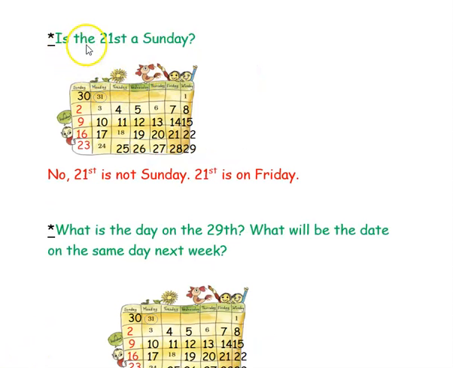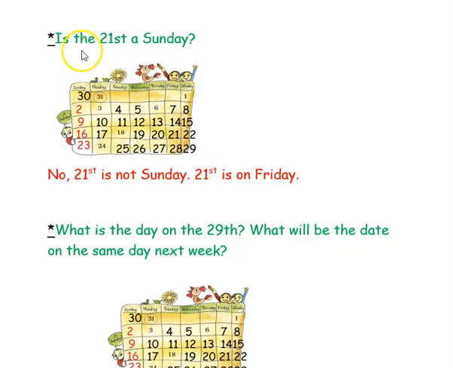Next question: is the 21st a Sunday? They are asking whether the date 21 is on Sunday. So now if you look into the calendar where you are seeing 21, you are seeing 21 here. So the day corresponding to 21 is Friday.